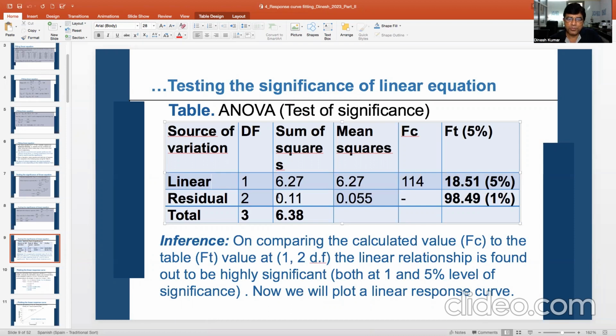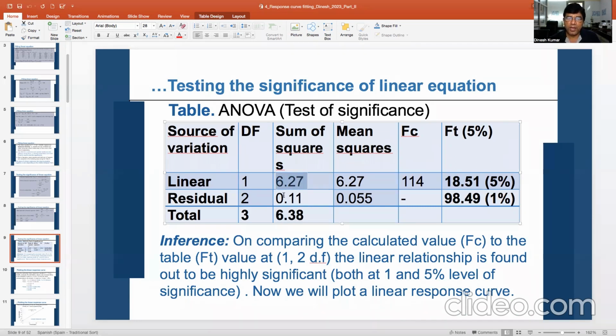If your error sum of squares is low or very low, then you will have higher values of the regression sum of squares. So actually R square is the proportion of the sum of squares due to regression to the total sum of squares. The total sum of squares is 6.38, out of which the regression sum of squares is 6.27. If we keep the total sum of squares fixed and then increase the regression sum of squares, then the R square value will increase.